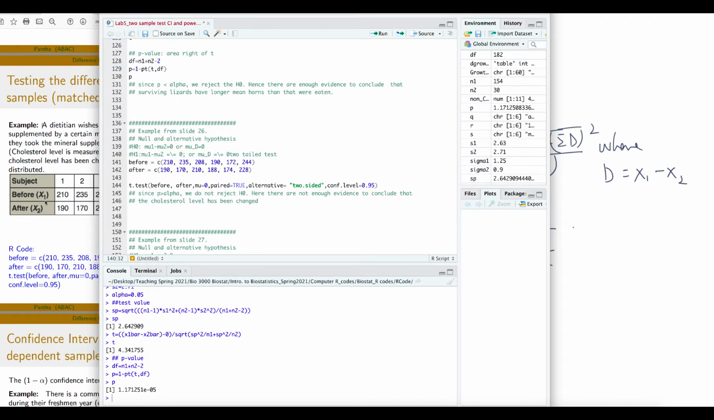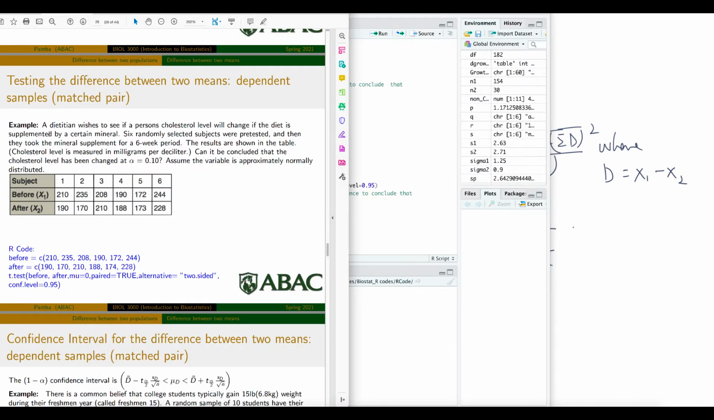Before data is this, after data is that. Let me first read what the data is about. A dietitian wishes to see if a person's cholesterol level will change if the diet is supplemented by a certain mineral. Six randomly selected subjects were pre-tested, and then they took the mineral supplement for a 6-week period. The results are shown in the table. Cholesterol level is measured in milligrams per deciliter. Can it be concluded that the cholesterol level has been changed? So it is not increased or decreased, it says changed. Assume that the variable is approximately normally distributed.